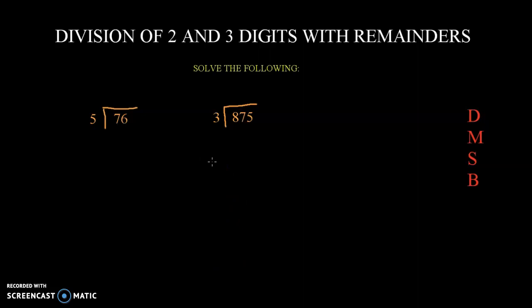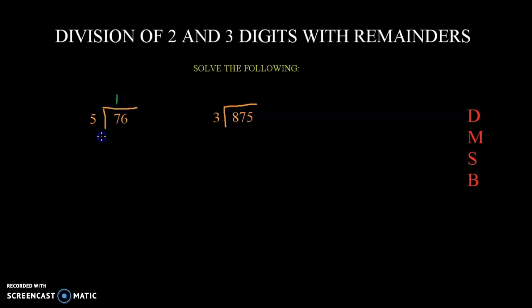So here they asked us to solve the following: 76 divided by 5 and 875 divided by 3. So let's get started. 5 goes into 7. How many times? 1 time? Yeah. Not 2? What do you think? No, because that's a higher number than 7. Okay, so we'll just put a 1 here.